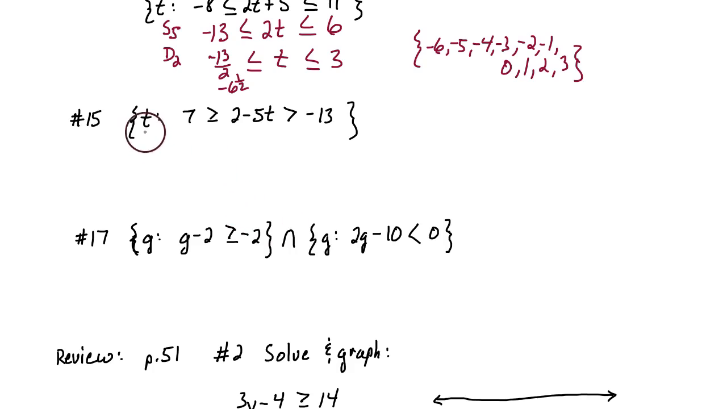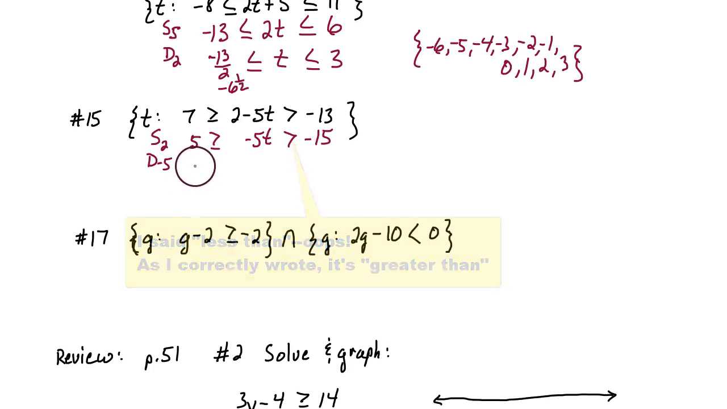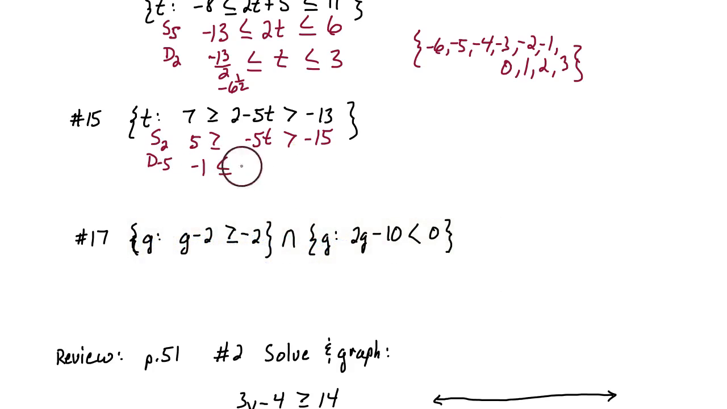Number 15. Let's find all the integers that work for t. First, we need to solve this for t. So we could subtract the 2. And we get 5 is greater than or equal to negative 5t, which is less than negative 15. Now divide by negative 5. We get negative 1 is less than or equal to t, which is less than 3. Notice I reversed the arrows because I divided by negative 5.